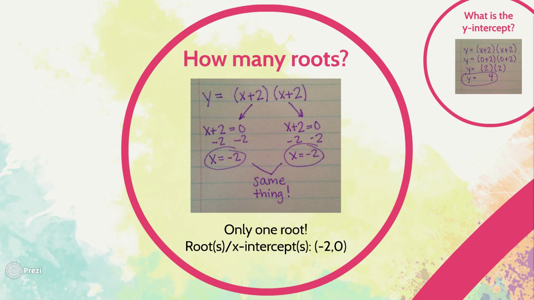So here are the roots. You take x plus 2 and set it equal to 0, and you take x plus 2 and set that equal to 0. You solve both of them individually, and you end up getting the same thing, which indicates that there is only one root for this equation, and it equals -2.